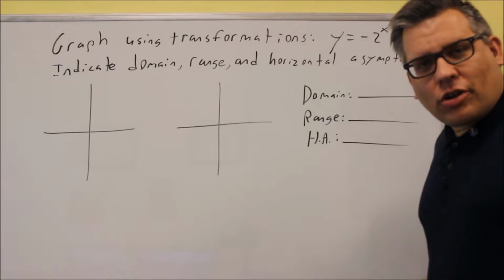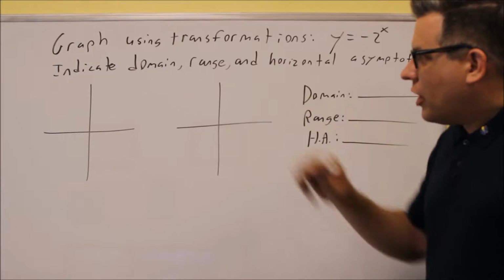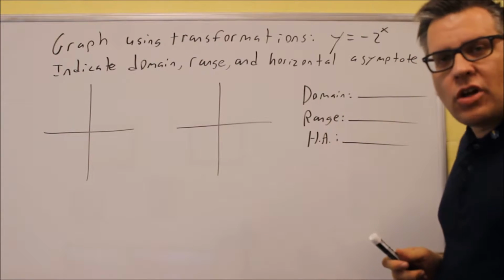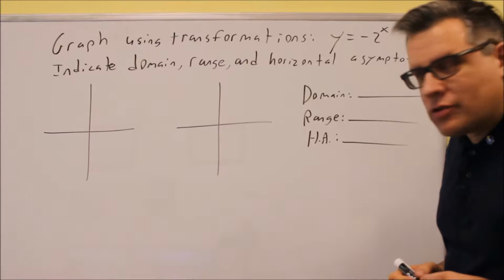Okay, so now we're going to take a look at one of these graphs that has a negative in front of it, and we have some different instructions here. It says indicate the domain, range, and horizontal asymptote. So here's our equation, negative 2^x.